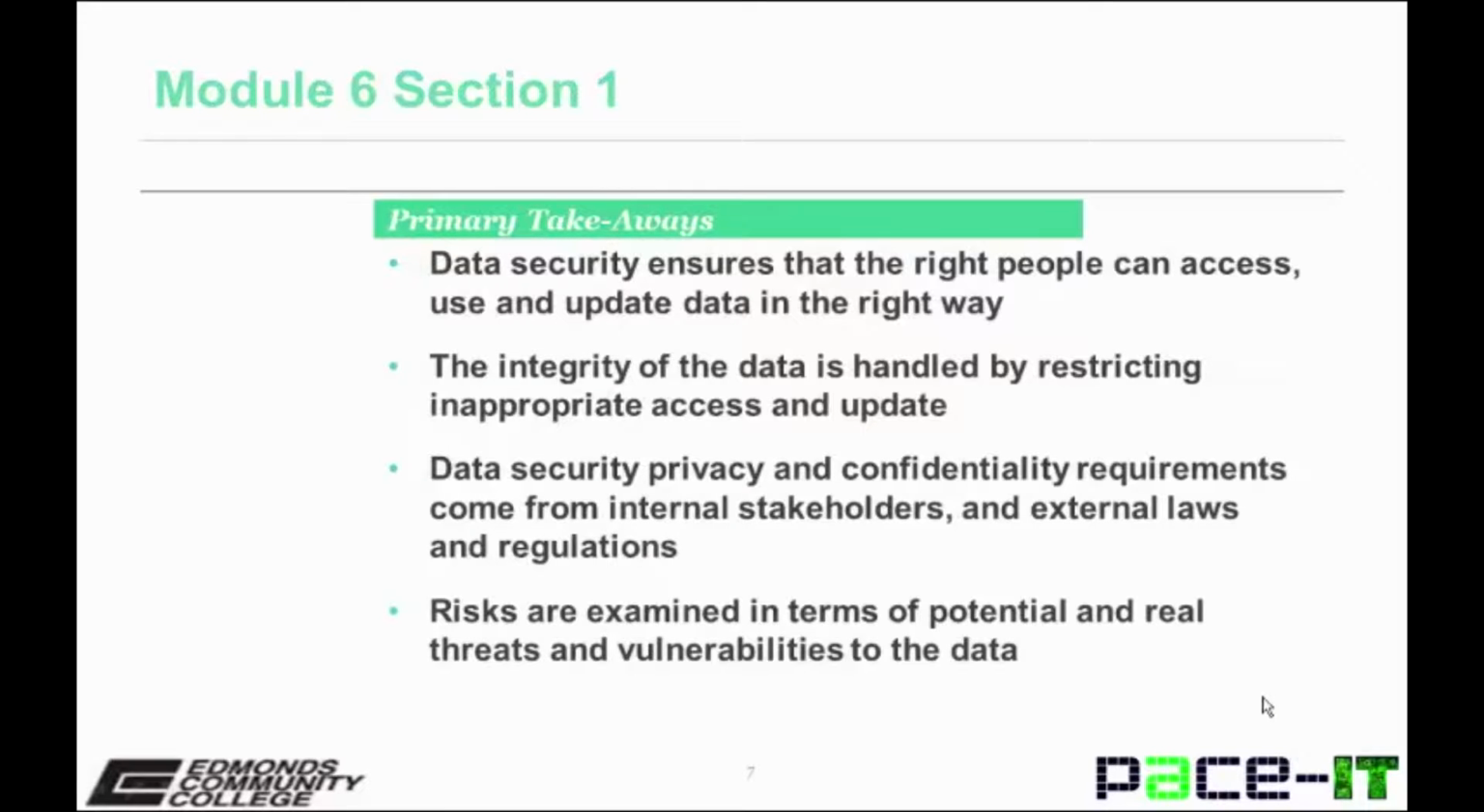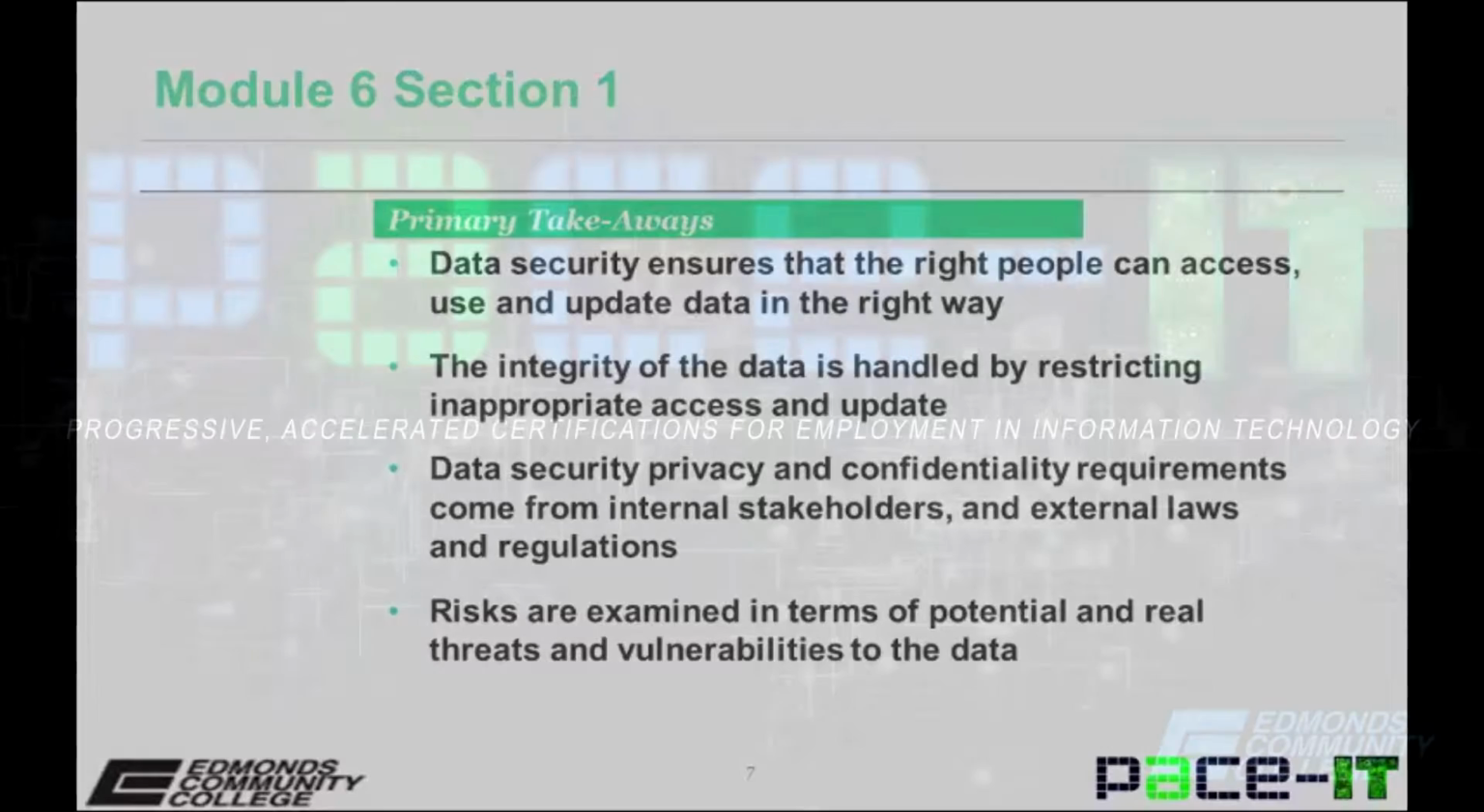Primary takeaways from this section include the following. One, that data security ensures that the right people can access, use, and update data in the right way. That the integrity of the data is handled by restricting inappropriate access and update. That data security, privacy, and confidentiality requirements come from external laws and regulations and internal stakeholders. And last, that risks are examined in terms of potential and real threats and vulnerabilities to the data.